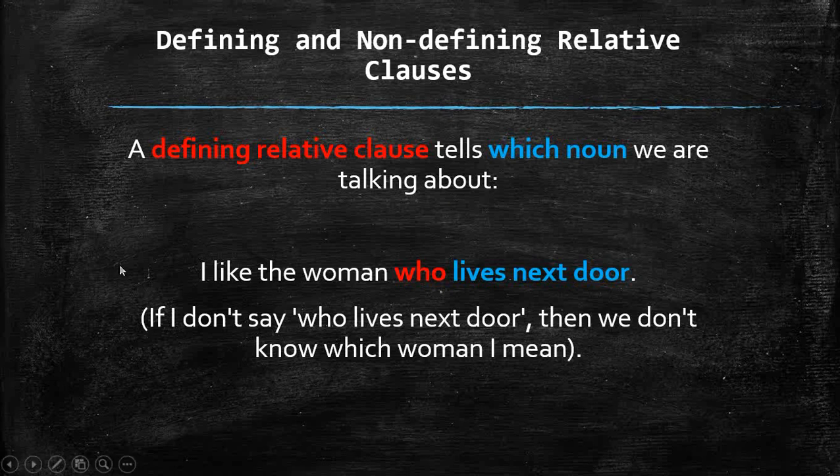For example, I like the woman who lives next door. Now pay attention. If I don't say who lives next door, if I don't say this part of the sentence, then we don't know which woman I mean. We would be just saying I like the woman, but we wouldn't know which woman we're talking about.